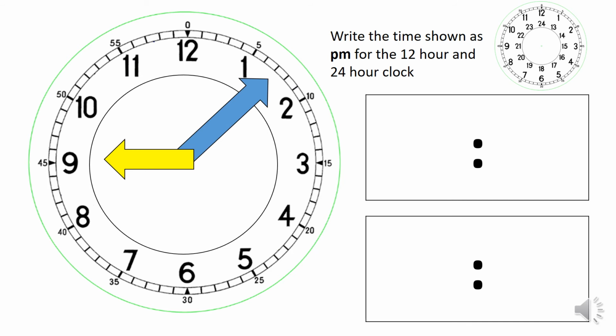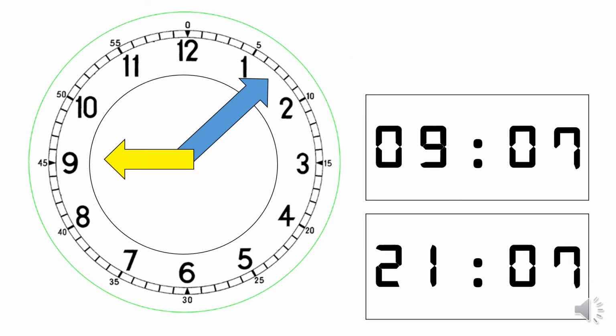This one then, 9:07 at night time. How would you write 9:07 using the 12-hour clock and the 24-hour clock? Take a pause in the video. Here we go then. 7 minutes past 9 is shown here. And then again using the 24-hour clock here.